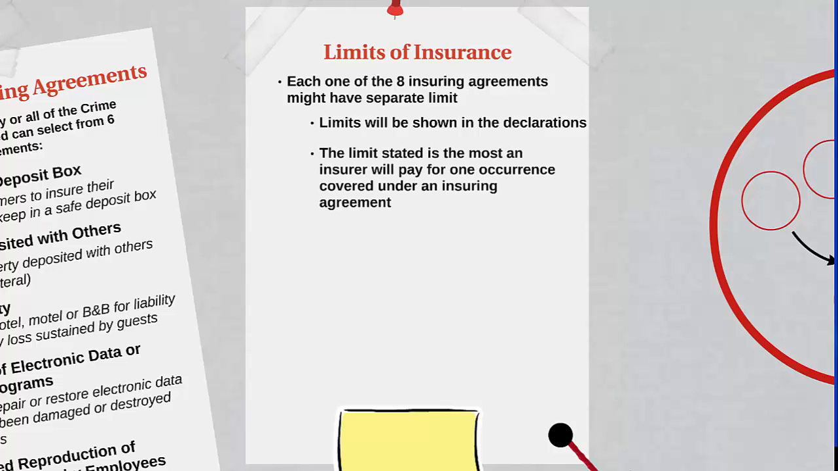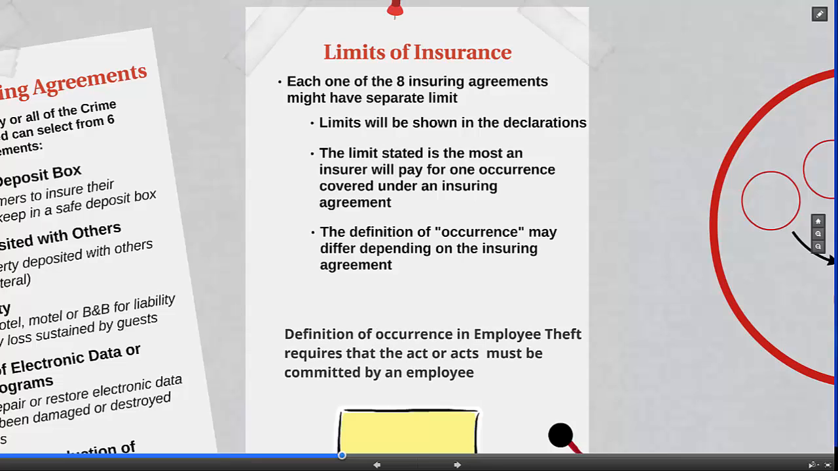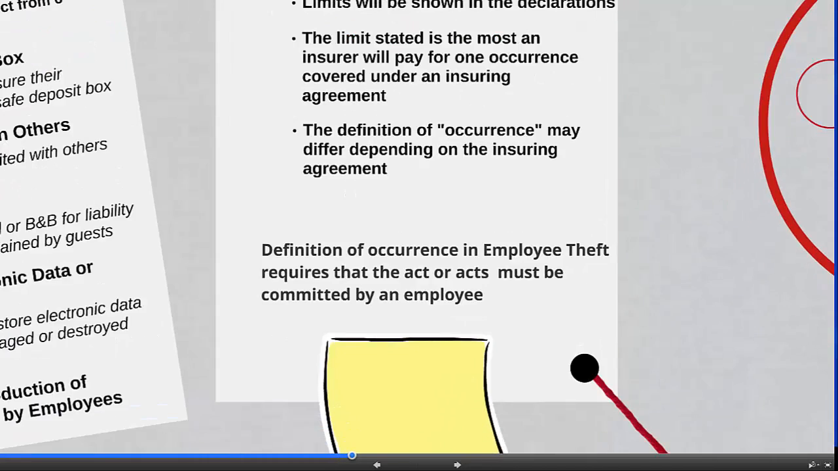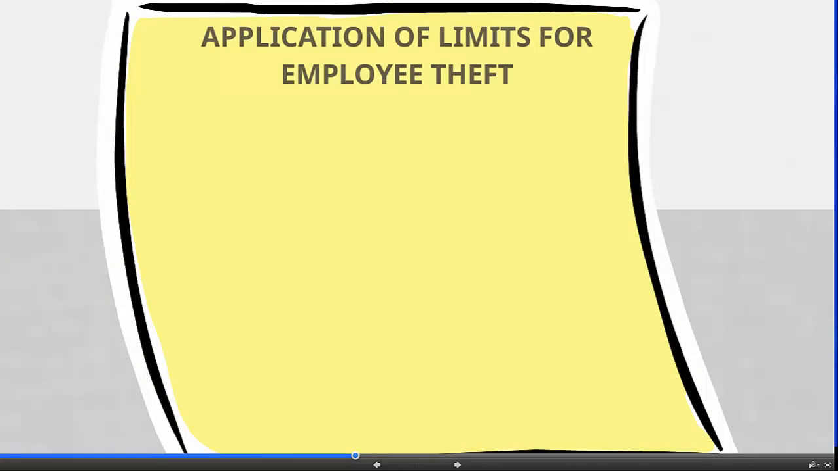The limit stated is the most an insurer will pay for one occurrence covered under an insuring agreement. The definition of occurrence may differ depending on the insuring agreement. The definition of occurrence in employee theft, for example, requires that the act or acts must be committed by an employee. Let's look at an application of this.